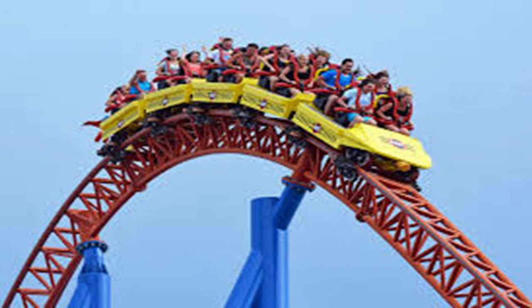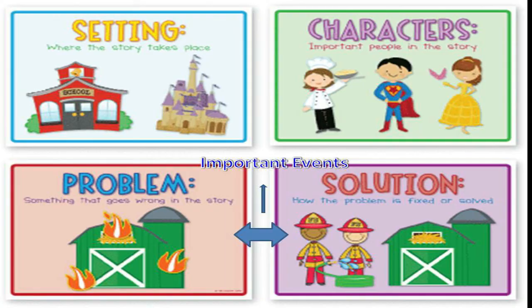It has a beginning, then it reaches the top, that means the climax of the story. Then the story approaches the end by solving the problems the characters are having, and there is the end with a happy ending, maybe. Now we know that the plot of a story has four parts: setting, where the story takes place; characters, important people in the story; problem, something that goes wrong in the story; and solution, how the problem is fixed or solved.